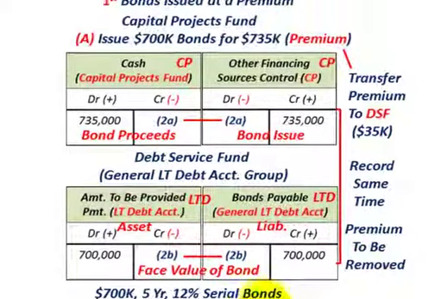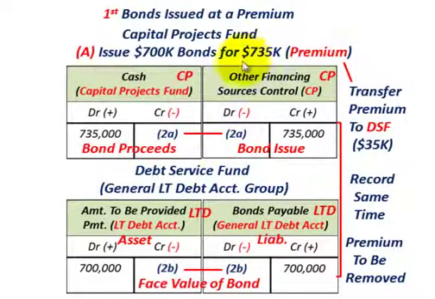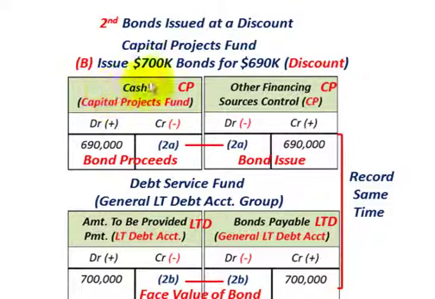Okay, so that's what we have to do here for our bonds issued at a premium. Now moving up over here. Now, just say for example the bonds are issued at a discount. So again, Capital Projects Fund, we're going to issue $700,000 worth of bonds for $690,000. So we're going to have a discount amount here of $10,000.